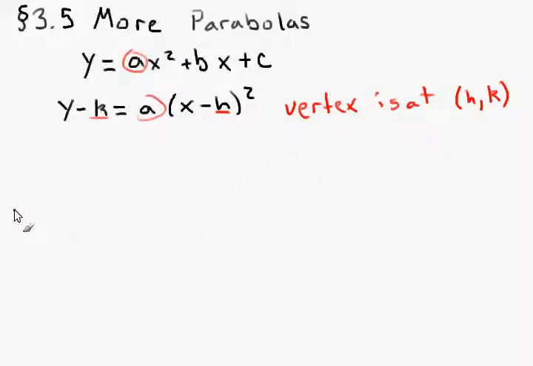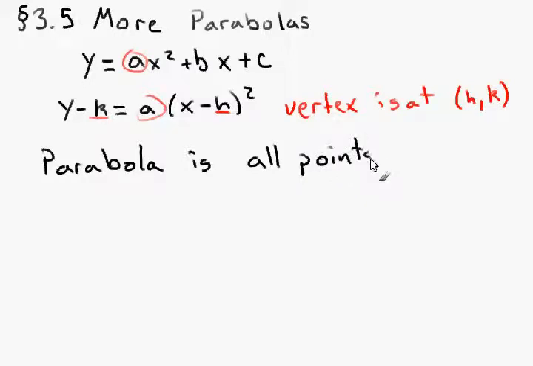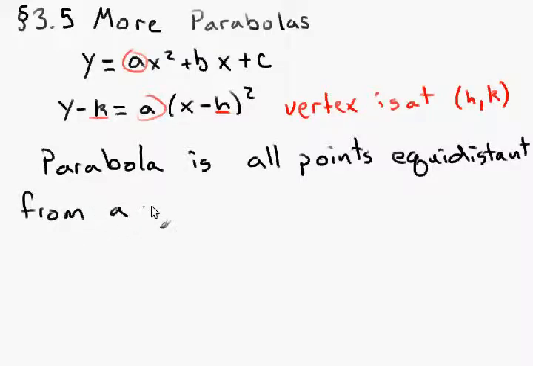Now, one of the other ways that we can talk about a parabola is that it's the set of all points equidistant, that means same distance, from a point and a line. And that's what we want to work on here.